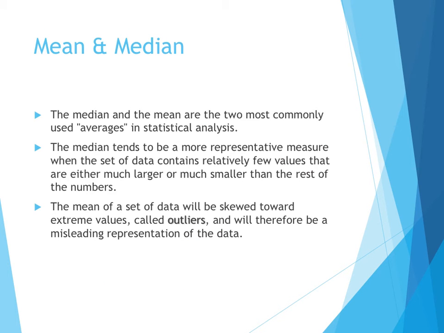The median and the mean are the two most commonly used averages in statistics. The median tends to be a more representative measure when the data set contains relatively few values that are either much larger or much smaller than the rest of the values. The mean of a set of data will be skewed toward extreme values called outliers, and therefore will be a misleading representation of the data. So the mean is affected by outliers, whereas the median would not be affected by outliers.